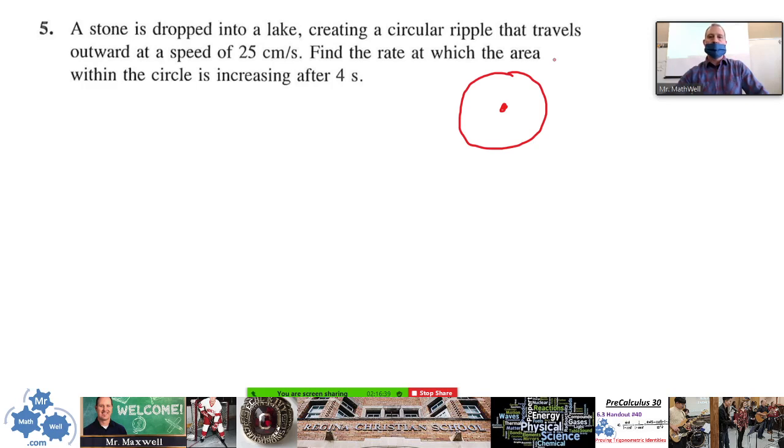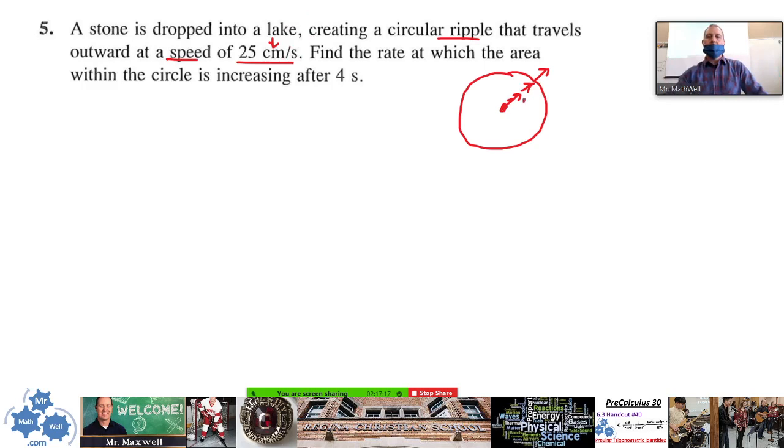So we're dealing with a circle. This is an overhead view of the rock that dropped in the lake and the wave. The circular ripple is traveling outward from where the rock was dropped. If the wave is traveling outward at a speed of 25 centimeters per second, this is a length, centimeters. You might say the area could be expanding, but the units for area would be centimeters squared, so it's not area.